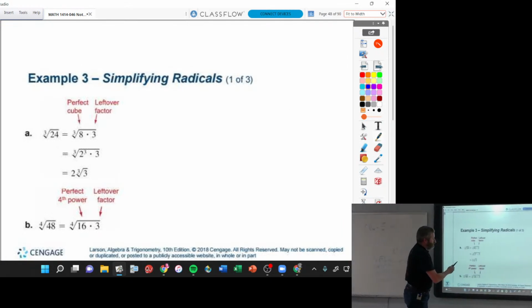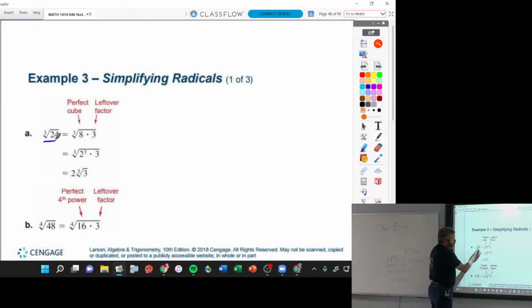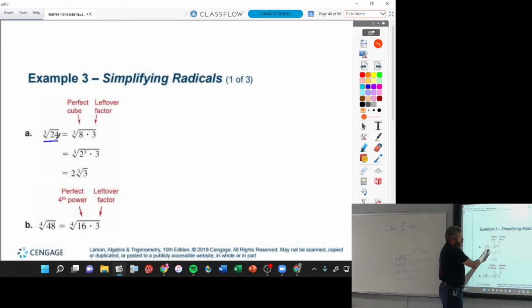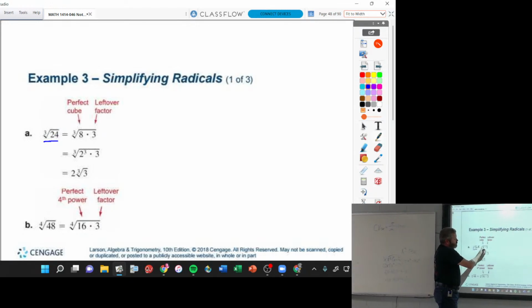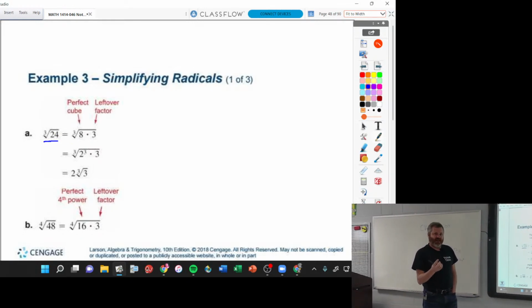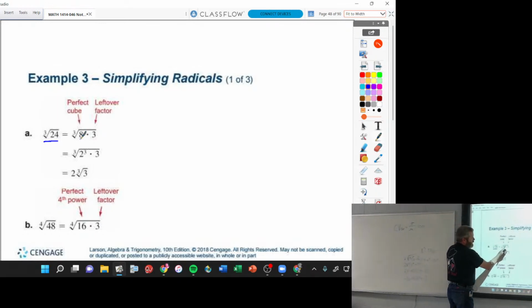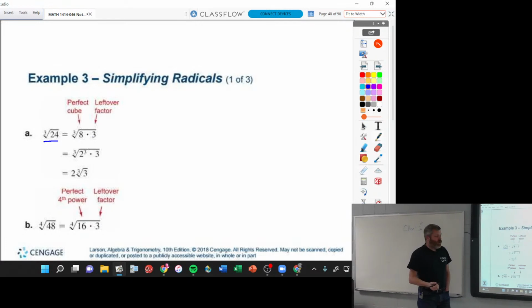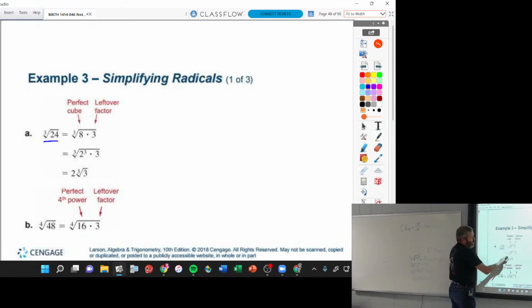I want to know what the cube root of 24 is, and it's all worked out here. To determine whether the radical can be simplified, I can first rewrite 24 as 8 times 3. Here's an example: 8 is a perfect cube, because 2 times 2 times 2 is 8. 3 is a leftover, and there are no perfect cubes that go into 3. So rewrite 24 as 8 times 3.